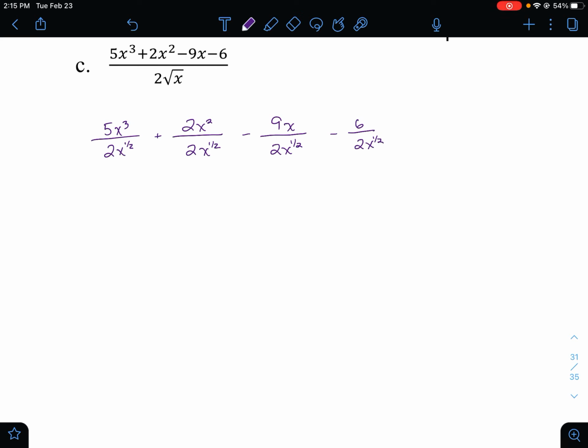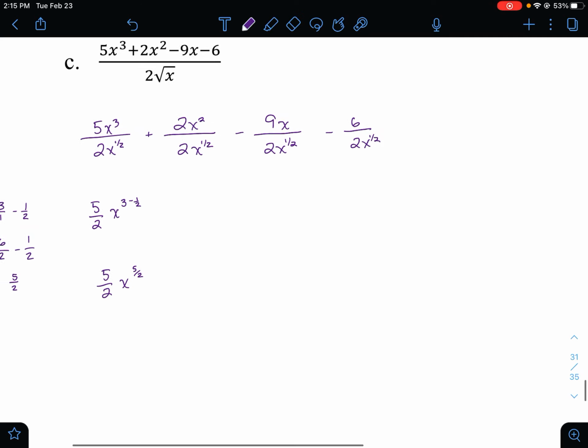All right, so now when I divide like bases, we subtract the exponents. So this first one is going to be, I'll just write it as 5 halves x to the 3 minus 1/2. And that gives us 5 over 2 x to the 5 over 2. You need to sort of do that off to the side. You guys should be getting really good at doing this. That's how I got my 5 over 2. Or you can just plug it into the calculator.